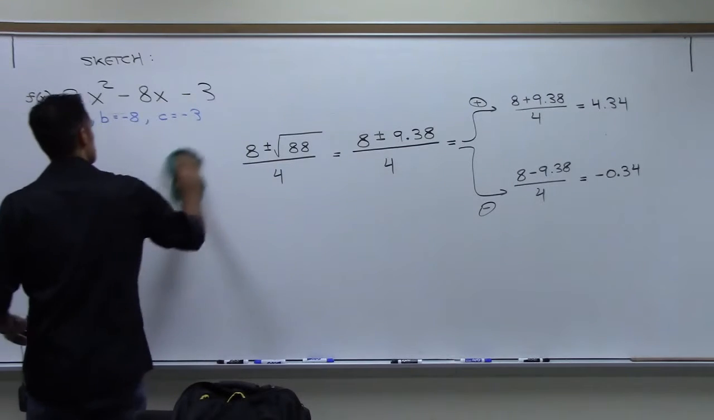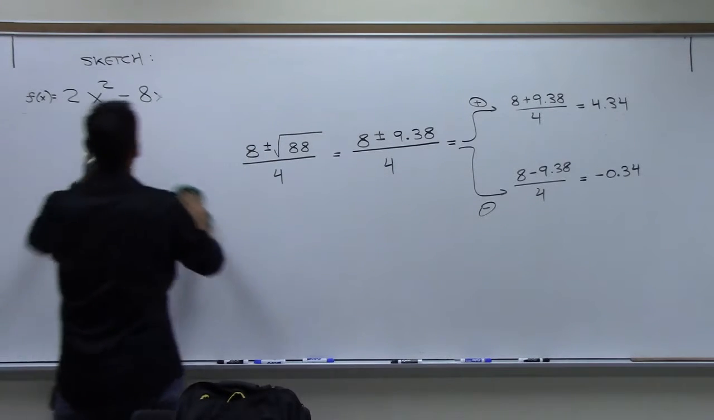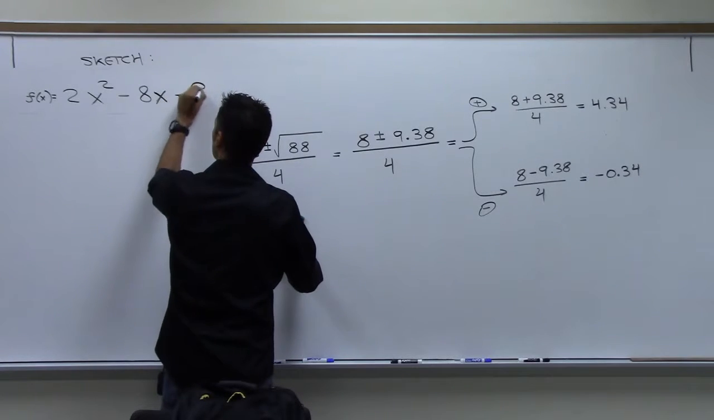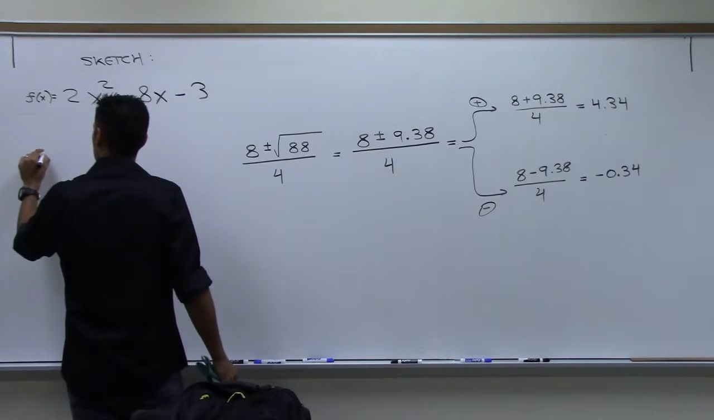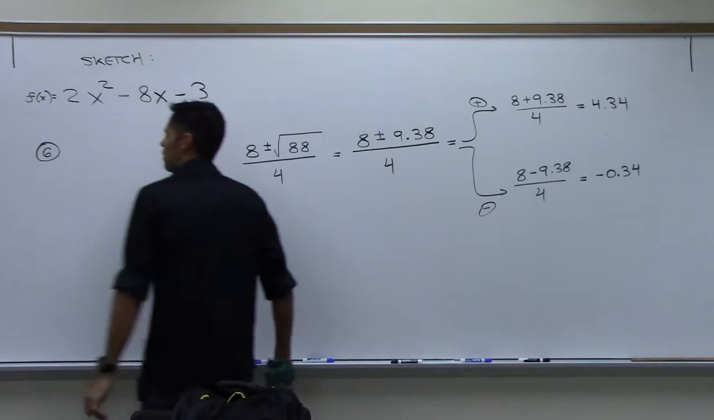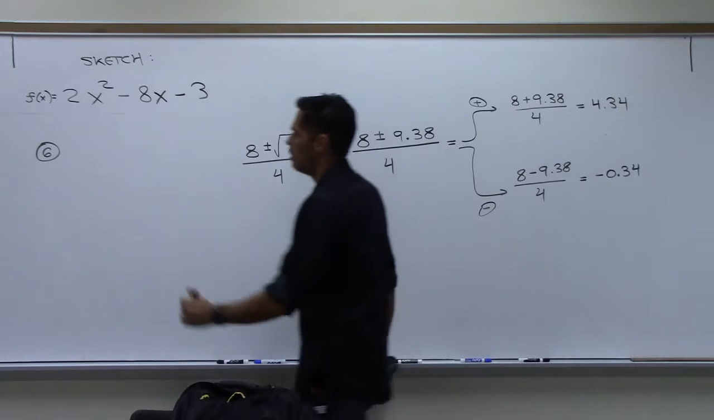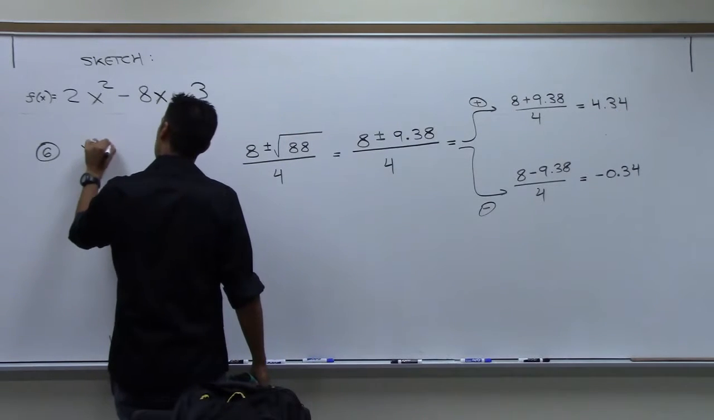We have found the x-intercepts. So now we move on, right? Was it -3? Okay. Step 6. What's step 6? Y-intercept. And how do we find the y-intercept?